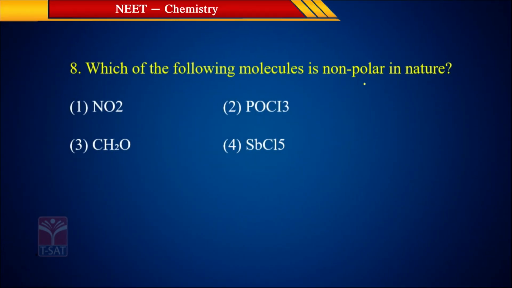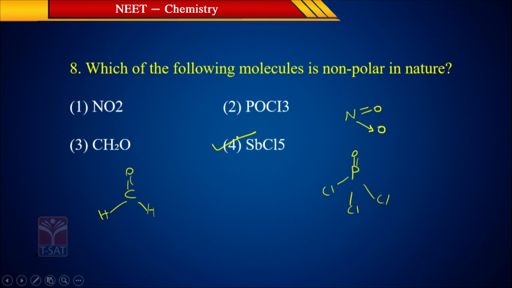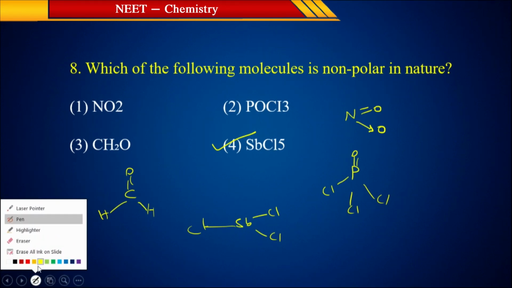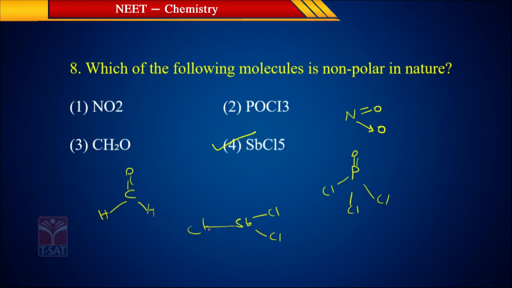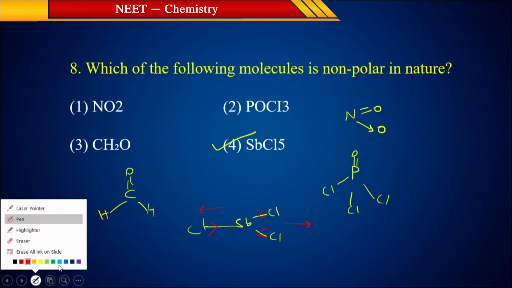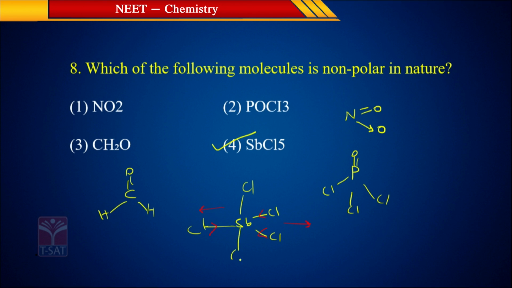Which of the following molecules is a non-polar molecule? Here NO2 is a polar molecule. POCl3 is also a polar molecule. CH2O, C double bond O, is also a polar molecule. The non-polar molecule is SbCl5. Its structure is trigonal bipyramidal, so the vector moments cancel each other. These 2 will go in this direction and this will be coming in, so their vector moment is cancelled. Two more chlorines are there, one at the top and the other at the bottom, and their vector moment is also cancelled. So the net vector moment of this molecule is 0, and its dipole moment is also 0.